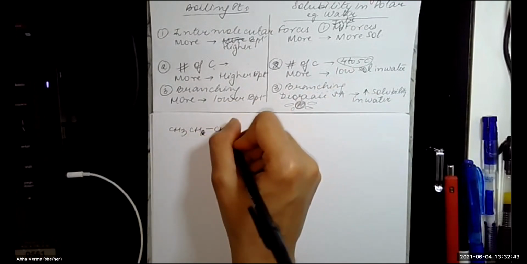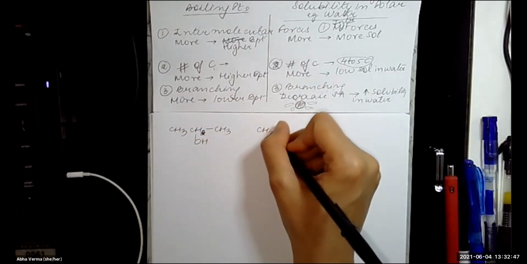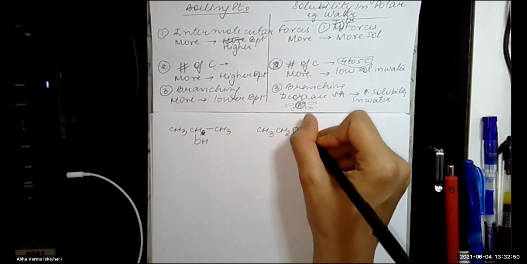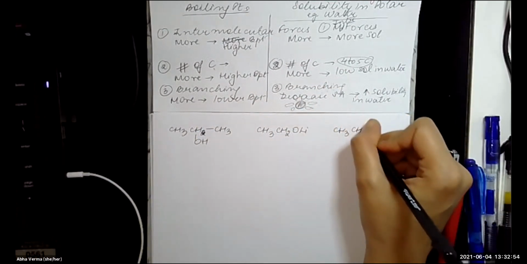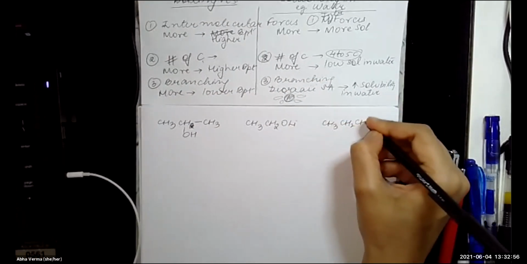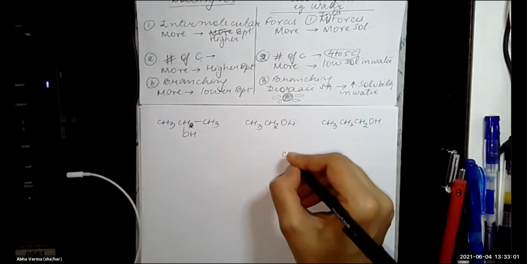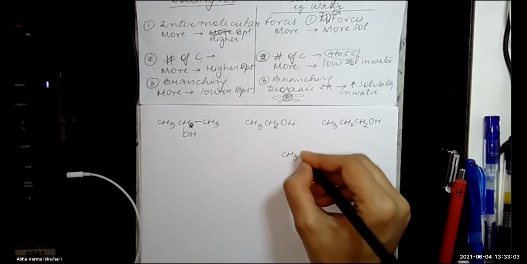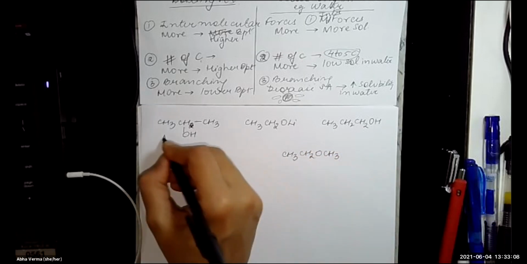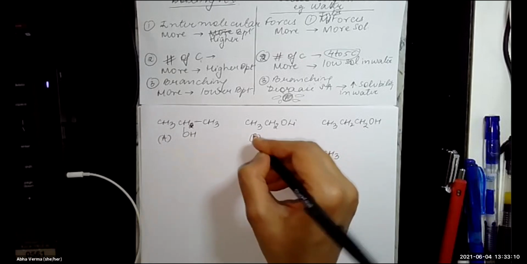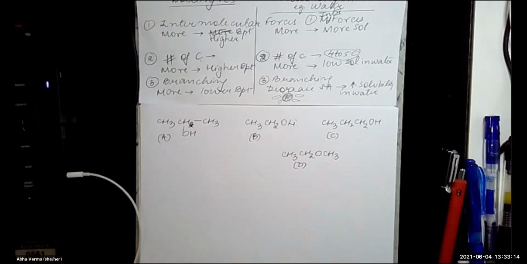CH, OH, CH3, CH2, O lithium, CH3, CH2, CH2, OH. And then I have CH3, CH2O, CH3. So let's label these. Go ahead and draw these out in your notebooks or paper, wherever you're writing right now.